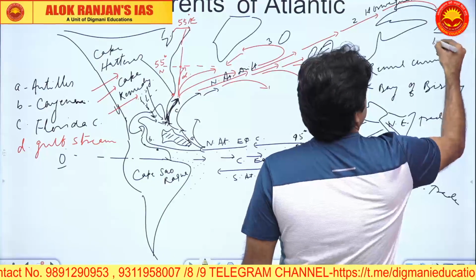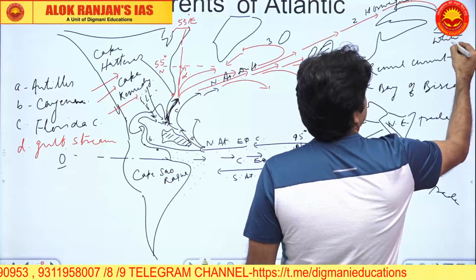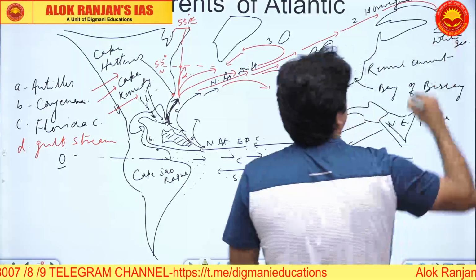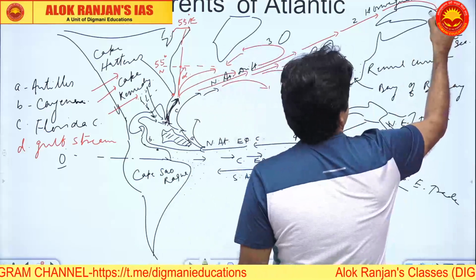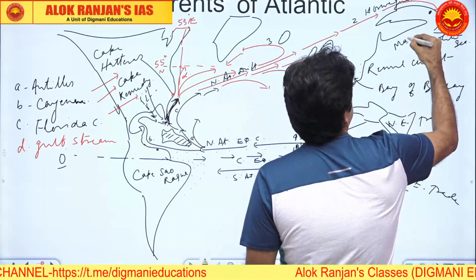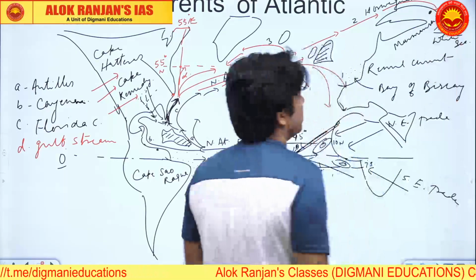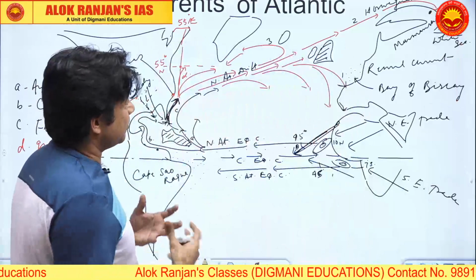This is your White Sea, Shwet Sagar. Lord Vishnu is here. Now here you have a port. This port is very important. Murmansk. This is the Murmansk port, which remains ice-free throughout the year because of the Norwegian currents.